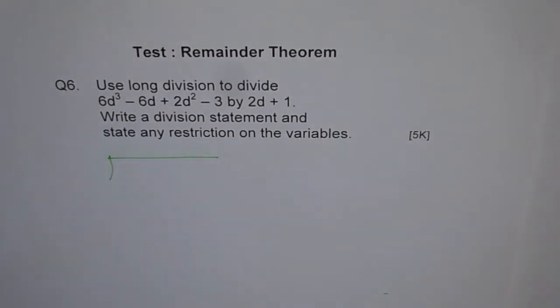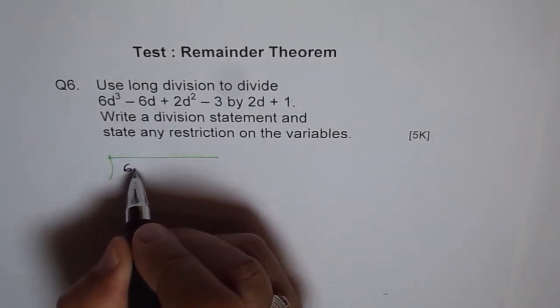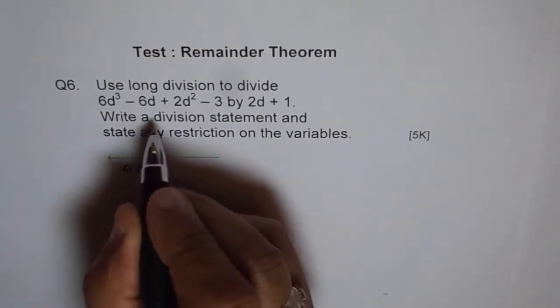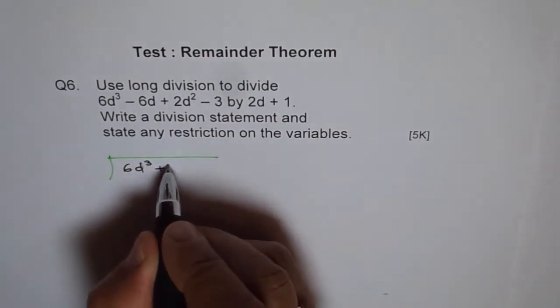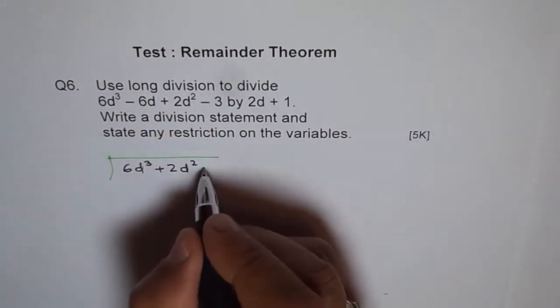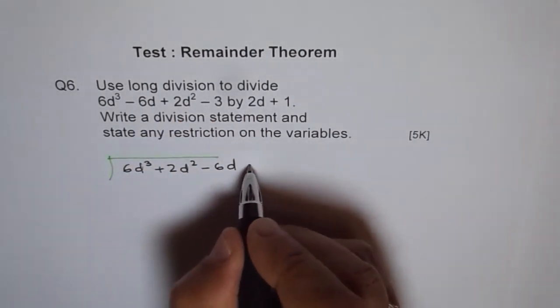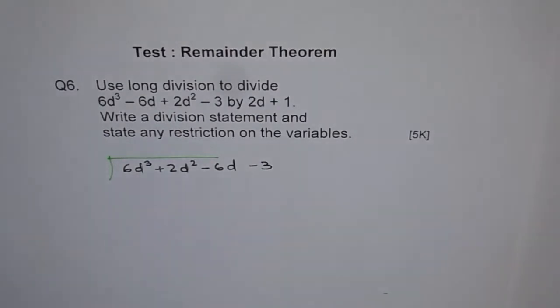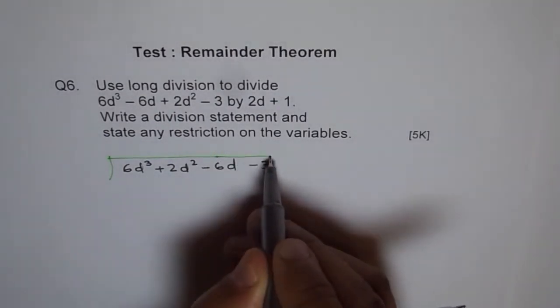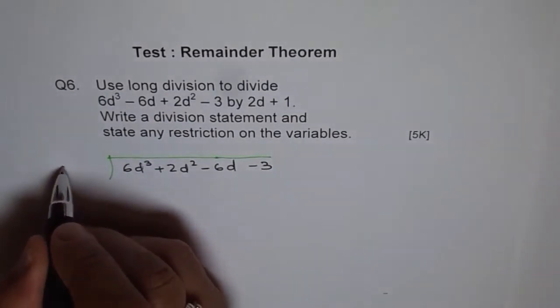So 6d cubed, then we have plus 2d squared, and then minus 6d, and then minus 3, right? And we need to divide by 2d plus 1.